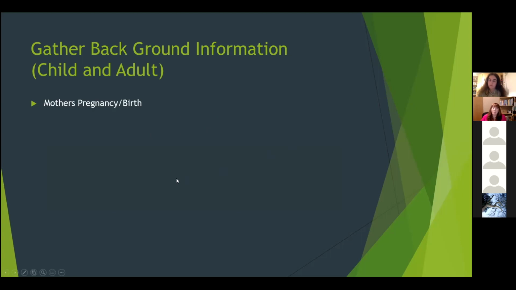So gathering as much background information as possible. So where possible, obviously keeping in mind that for some adults, it isn't possible to get some of this information. And that does not mean that you can't go through the process and you can't have assessment, it's just, if possible, to provide this information. So in terms of mother's pregnancy and the births, developmental milestones, so speech and language, toilet training, and motor skills, for example, walking.